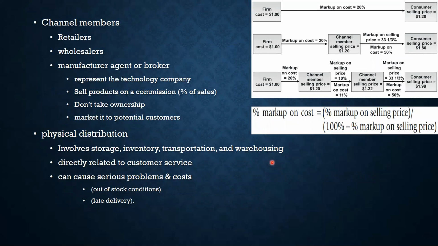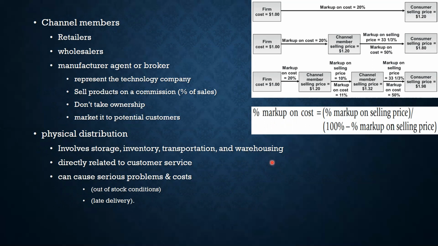Manufacturers, also known as brokers, they represent the technological company. They sell products on a commission percentage of sale basis. They do not take the ownership of the product, but they do sell it, and they market it to potential customers.